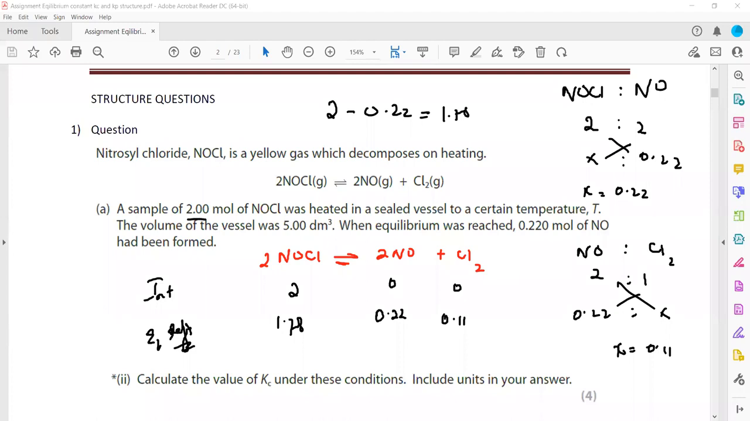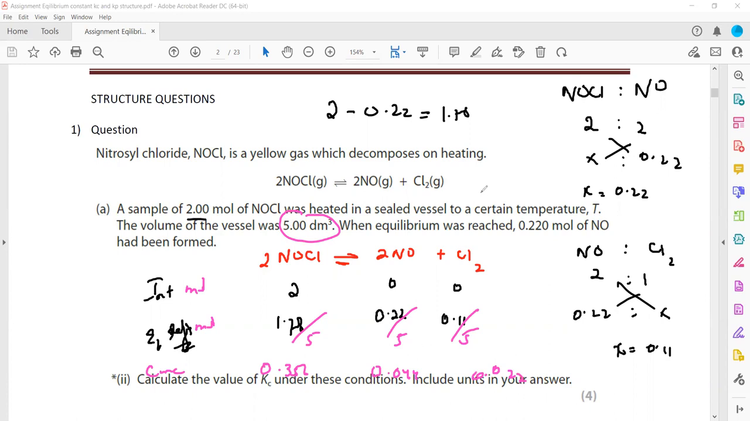So what will be the concentration at equilibrium? These are the initial moles, this is the equilibrium moles, and then the concentration. Concentration is moles divided by volume. The volume of the vessel is 5 dm cubed, so we divide all of them by 5. The concentrations will be 0.356, 0.044 and 0.022. So this is the concentration of each.